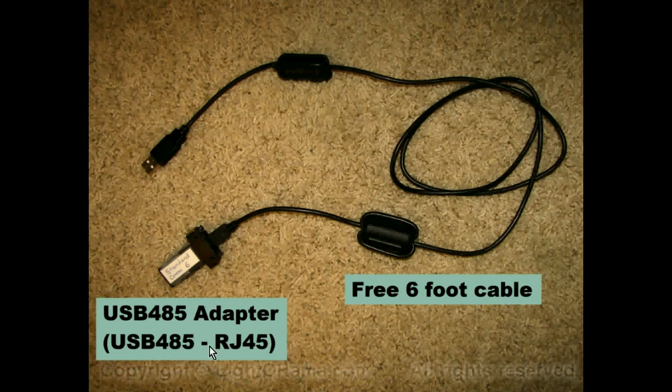Now, in addition to the Cosmic Color Ribbon controller, you'll need a USB 485 adapter, sometimes called a USB 485-RJ45, but I just call it a USB 485 adapter for short. This is the actual adapter here. Here is the cable that you'll get for free if you buy it from Lightorama.